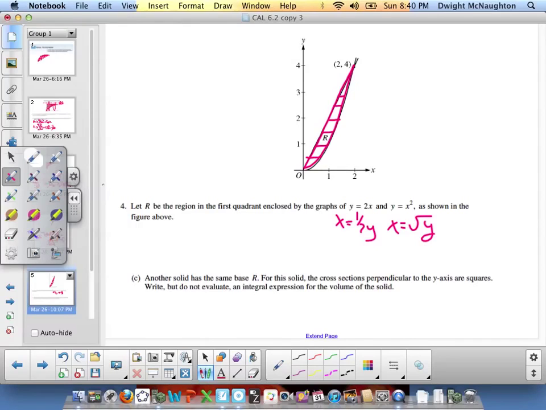So our volume, as they're squares, if we're with respect to y, we use the y values, so it'll be from 0 to 4. The area of a square is your base squared with respect to y. So from 0 to 4, our base is the parabola to the line. The parabola is the square root of y minus the line, which is 1/2 y, squared dy.